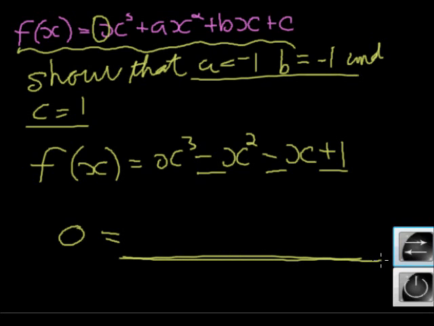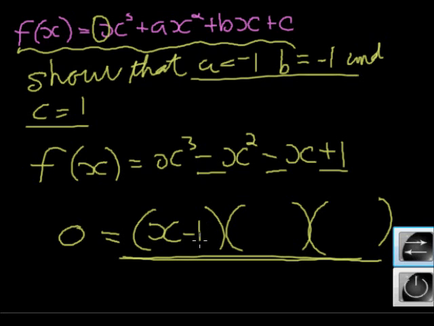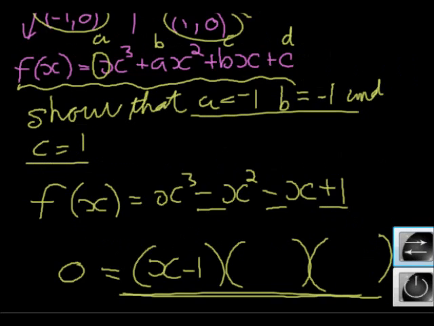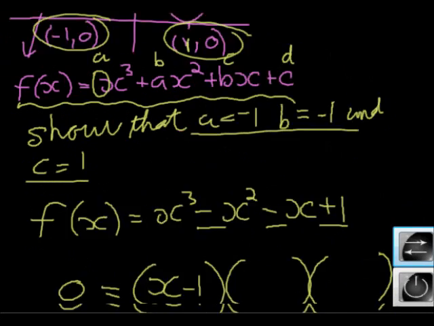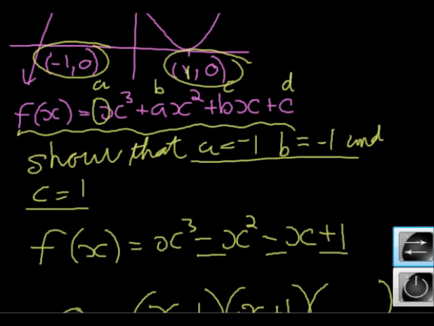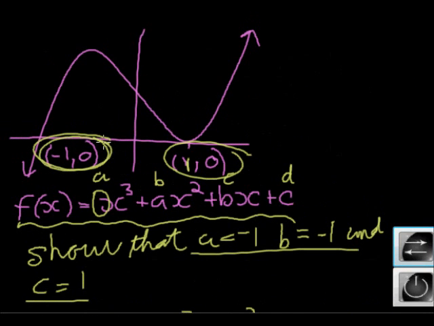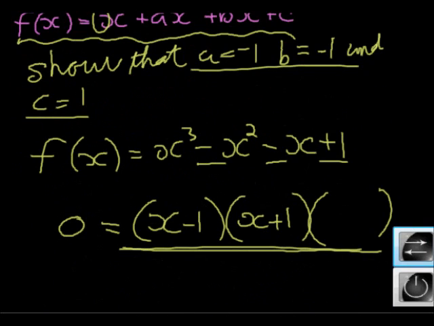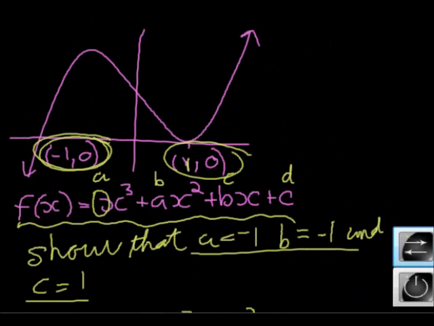How many brackets would I have gotten? You should have gotten 3 brackets. What are those 3 brackets? We would have had an x minus 1. Which intercept would that have been? It would have been this one, because x would have been 1. And the other bracket would be x plus 1. Which one would that have been? It would have been this one. And what would the third bracket have been? It would have also been x minus 1.